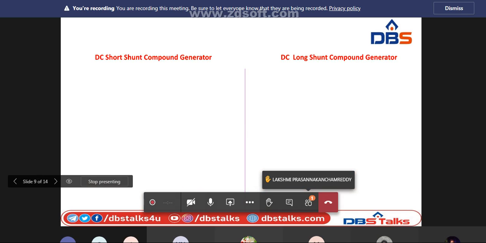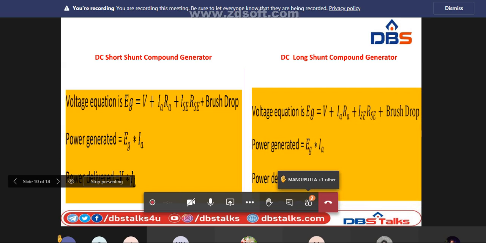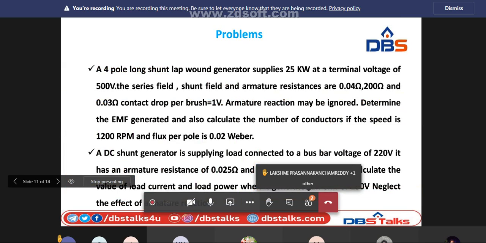So these are the types of generators. And look at the equations comparison. EG is equal to V plus IARA plus ISC RSC in short shunt. EG is equal to V plus IARA plus ISC RSC plus BD in long shunt. What is the difference between these two generators? It is nothing but only ISH. Here ISH is equal to V plus ISC RSC by RSH. Here, as usual, V by RSH. That is the only difference. So look at the problems.